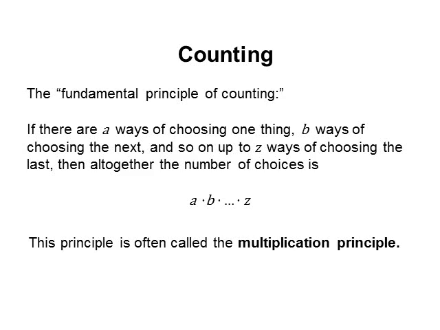The fundamental principle of counting is called the multiplication principle. We will use this principle many times today. The principle allows us to count the number of possible outcomes for some event. For instance, suppose we flipped a coin and then rolled a 6-sided die. How many possible outcomes are there?